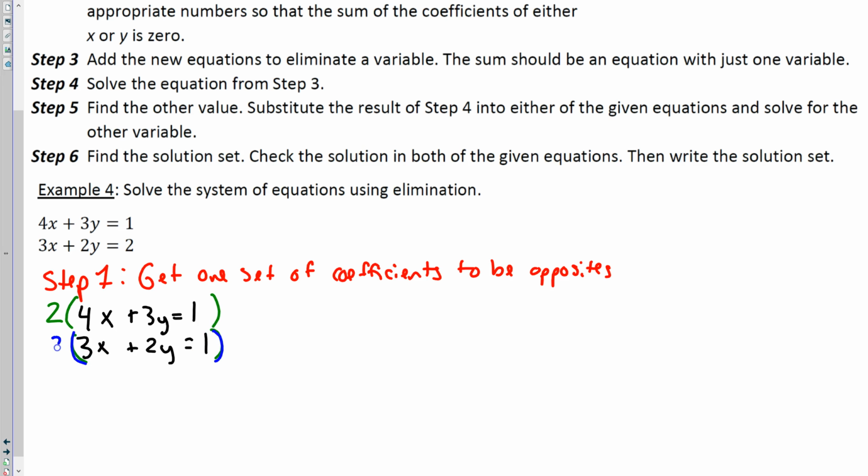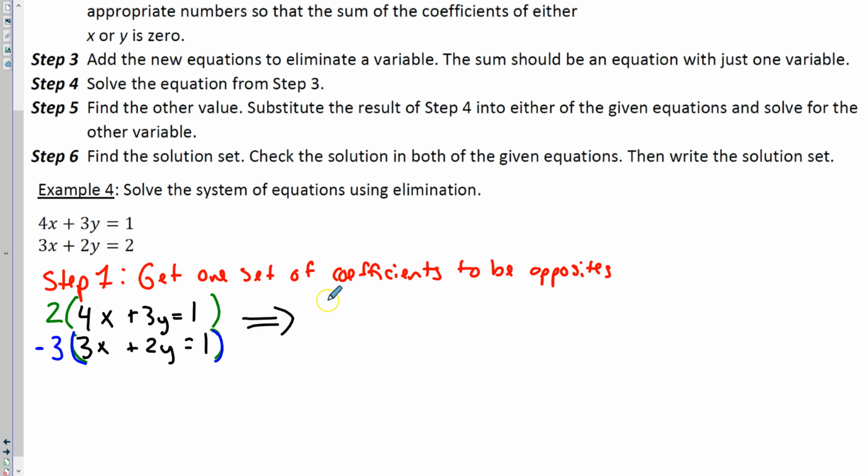Now that would get both of my coefficients for y to be the value of 6, but we want opposites, one to be positive, one to be negative. So I need to make one of these into a negative value, so when it multiplies through I'll get a negative coefficient. And it doesn't matter which one you pick, I'll just let my 3 be negative this time. And let's see what the result would be.